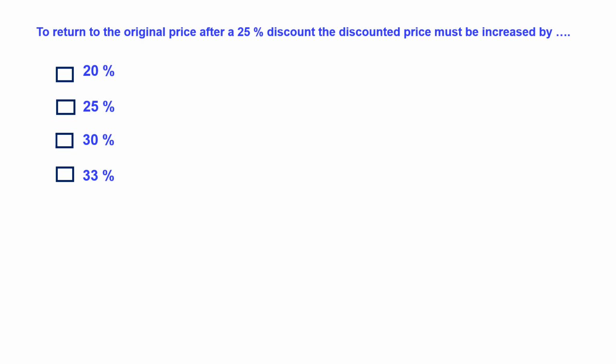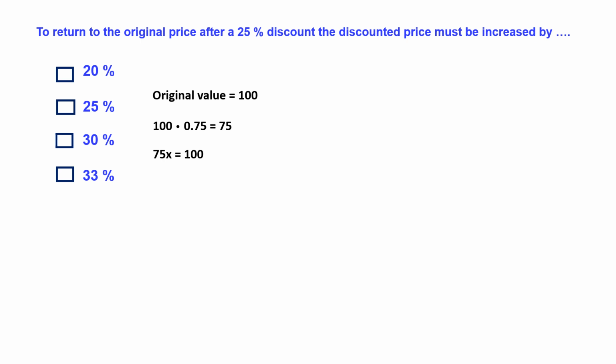To return to the original price after a 25% discount, the discounted price must be increased by how many percent? We say the initial value is $100. We want to have 75% of that because we have reduced it by 25%. Thus, the price will be $75. And now we want to go back to 100 from 75.